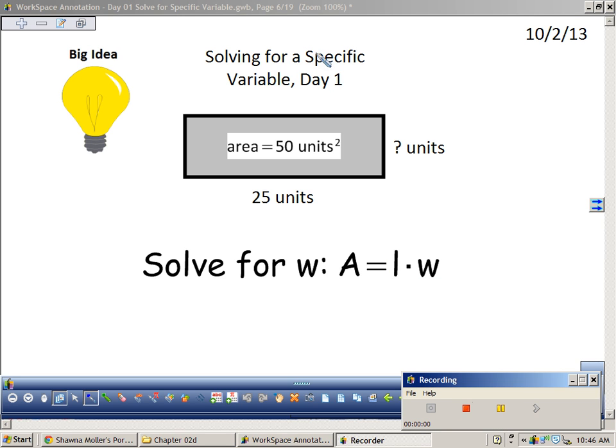Okay, so today we're solving for a specific variable, day 1. This is my square. If my square has an area of 50 units, how do I find out how wide my square is?